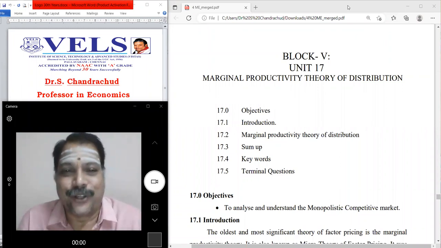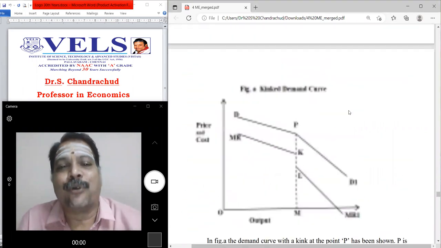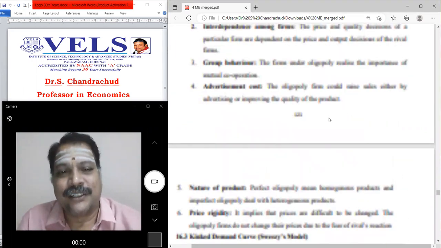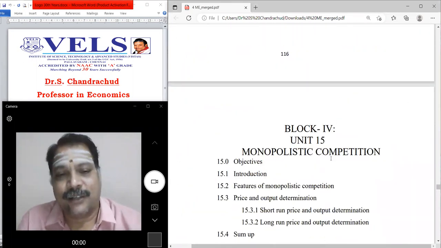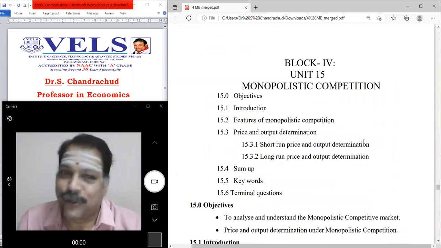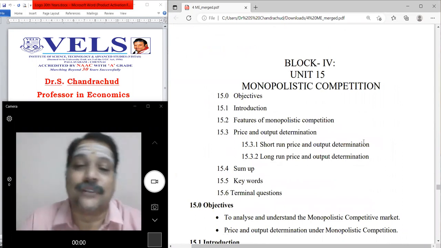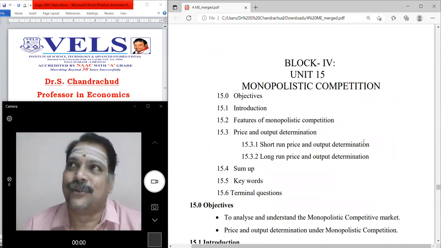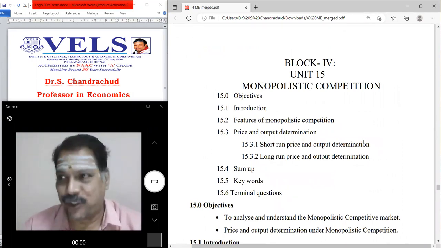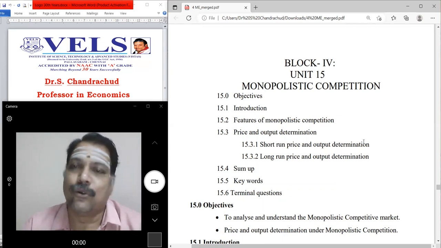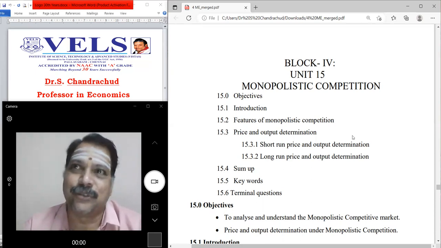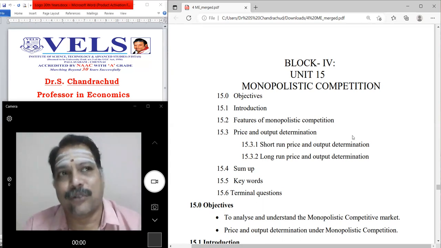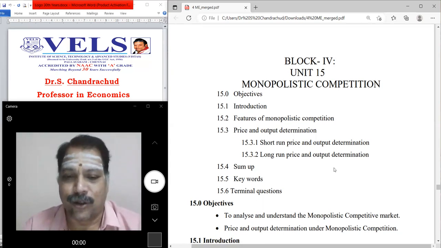Today, we are going to discuss monopolistic competition. This is coming under Unit 15, Block 4. In this particular topic, we are going to analyze what the features of monopolistic competition are, how price and output are determined under monopolistic competition. That determination may be in the short run, and how it can be calculated in the long run.